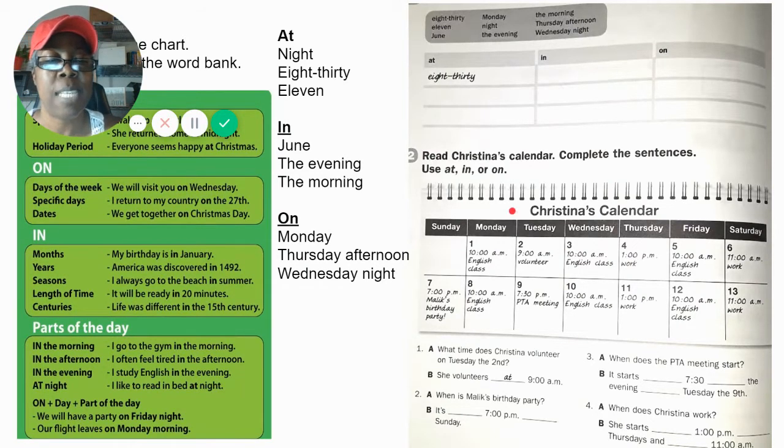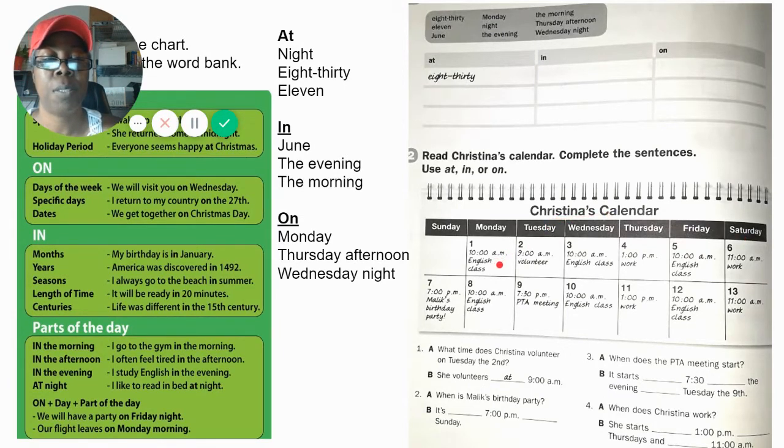So let's look at Christina's calendar, and let's talk first about the days of the week. Sunday, Monday, Tuesday, Wednesday. I should have you repeat after me. Sunday, Monday, Tuesday, Wednesday, Thursday, Friday, Saturday.